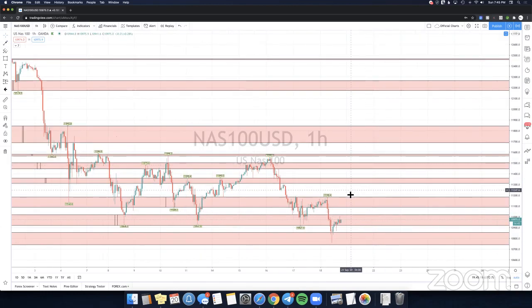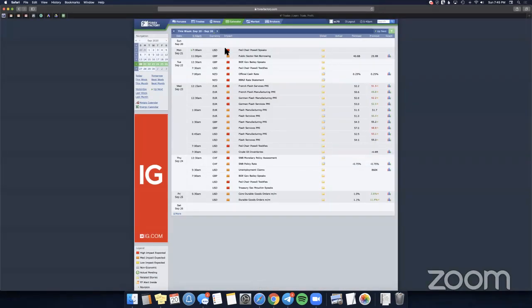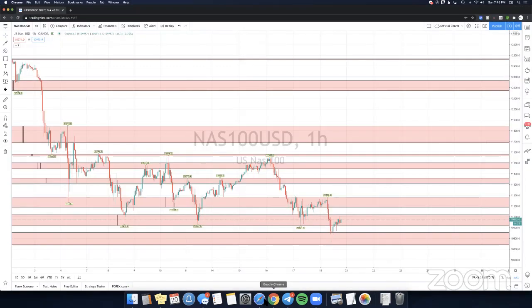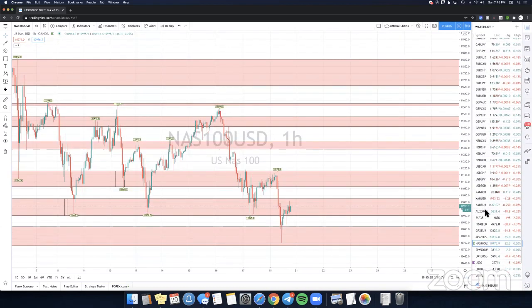I personally wouldn't trade it today, because it's just too risky, especially with all of the news coming up. With the U.S. Fed speaking tomorrow at 7, it's just too risky. But yeah, okay, so that's NASDAQ. I think we have, let's see, one more. Yeah, US 30, and that's about it.